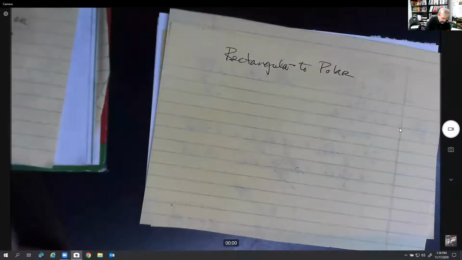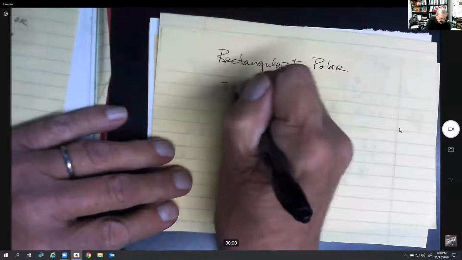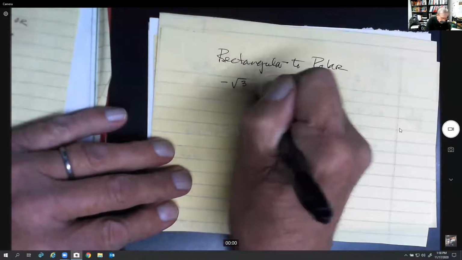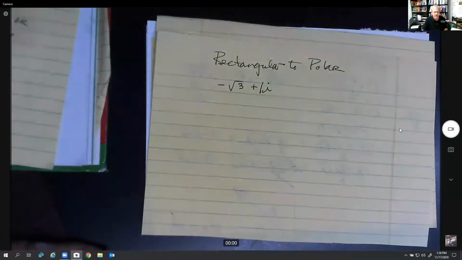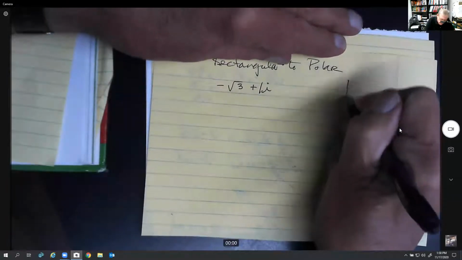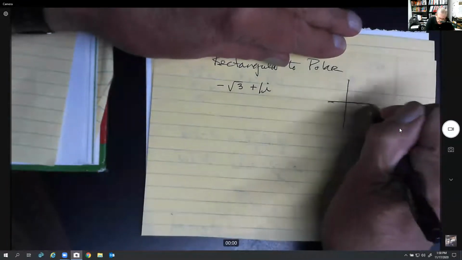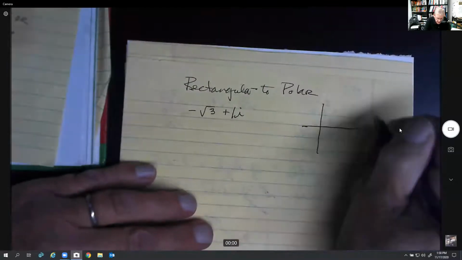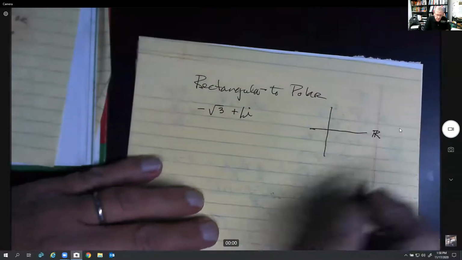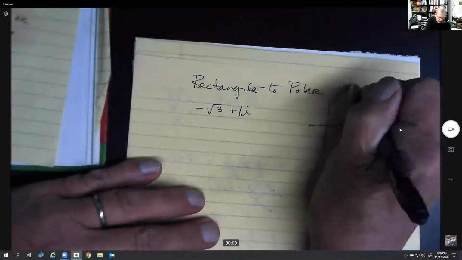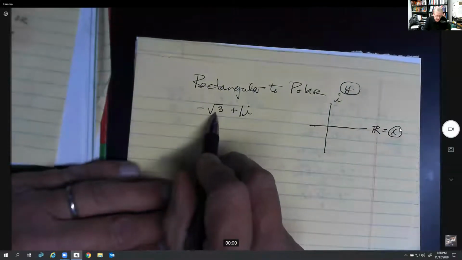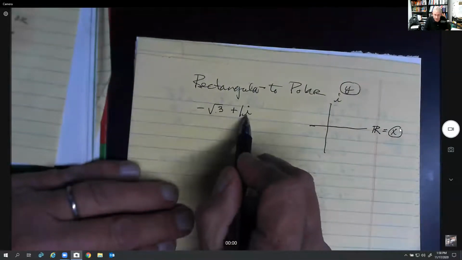All right, so now we're in rectangular and we have this negative radical 3 plus i. Let's call it 1i just to make it easier. Okay, so it says first, try to graph this. You don't have to draw a huge graph. But remember, this is your real numbers, this is your imaginary numbers. This is kind of like your x's, this is kind of like your y's. So this is like x, and this would be like y.